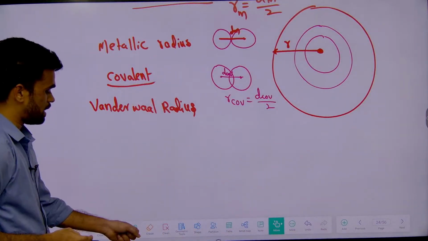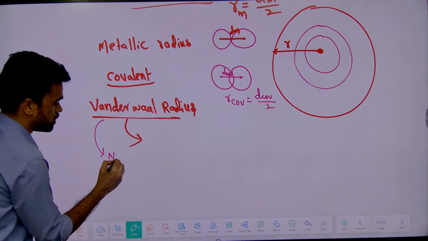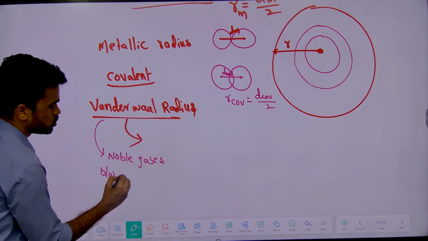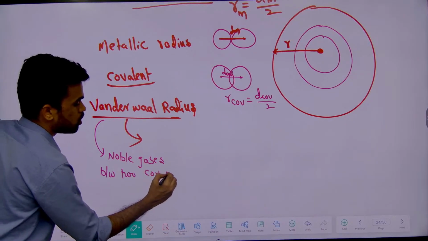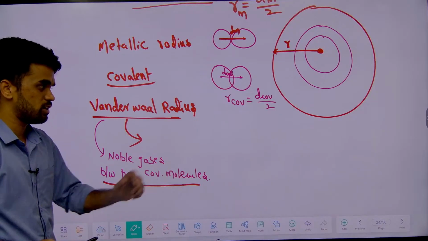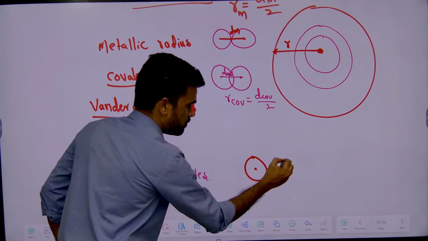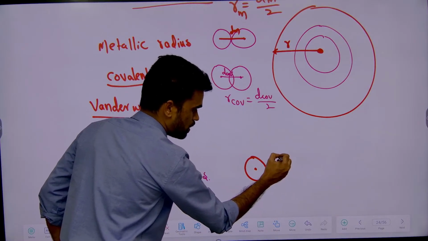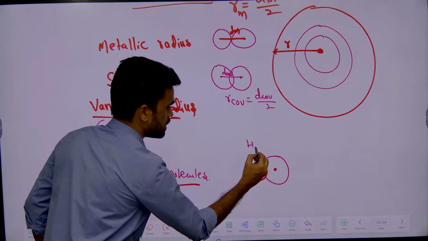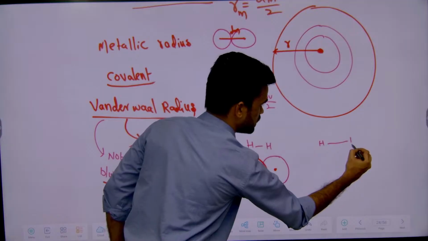Next, when it comes to van der Waals radius, van der Waals radius is considered for noble gases. For which gases? Noble gases. And also between two covalent molecules. Between what? Two covalent molecules. So between two covalent molecules, see. Let us consider a hydrogen atom here and one more hydrogen atom is present here. They will overlap like this and they will make a covalent bond first of all. So what is this? This is an H2 molecule. H2 molecule. Now one more H2 molecule you consider here.